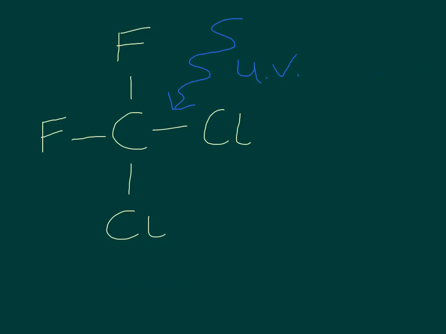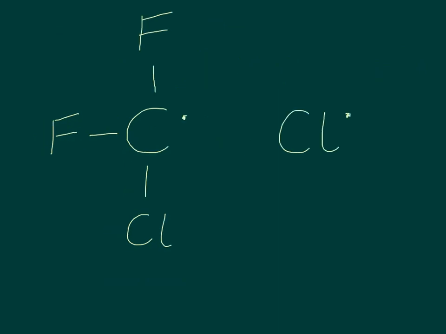The higher intensities mean that the UV light here is going to be enough to break that very strong carbon-chlorine bond. The carbon-fluorine bond won't break because that really is a very, very strong bond. And so you will form two radicals, the CF2Cl radical, and the one that we're really going to look at, the chlorine radical.